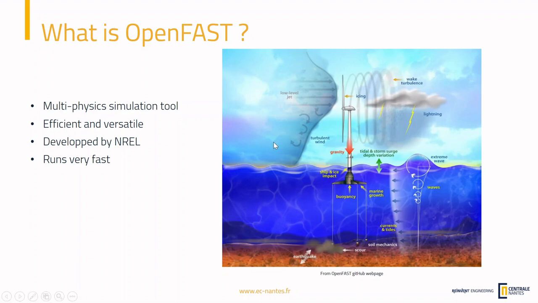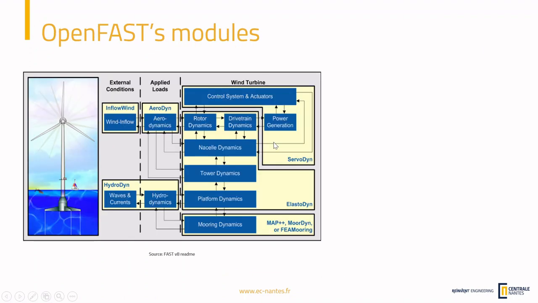And to do this, it uses a modular structure, which means that each module will be in charge of some aspect of the physics involved, and the modules are coupled together by what is called a glue code. So to give you an example of the modules, we have ElastoDyn, which is the module for the structure. So this is what models the displacements of the platform, the tower and the blades, and also the vibration and the loads that they are undergoing.